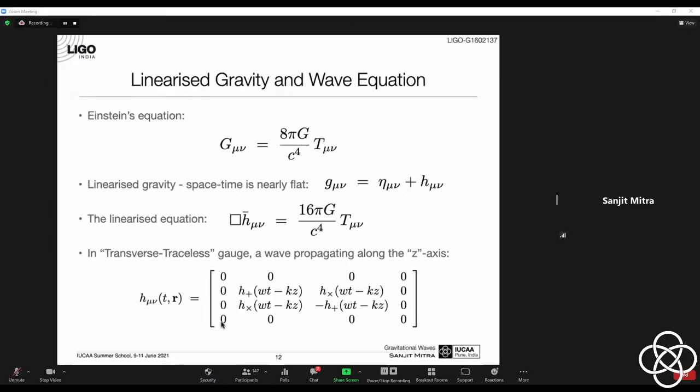In that gauge, you can show that you can write the metric in such a way that out of these 16 components, 12 are zero and two of them are repeated. So with only two independent components, you could describe this whole perturbation. And these are the two polarizations of gravitational waves. And you can see that the form here, omega t minus kz, comes because we have assumed the wave to be propagating along the z axis to make all these things zero.